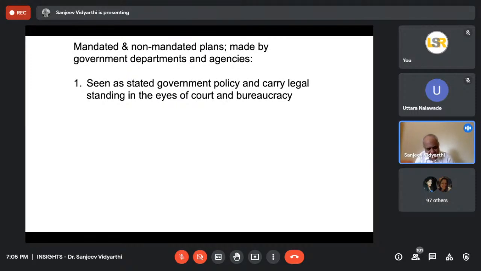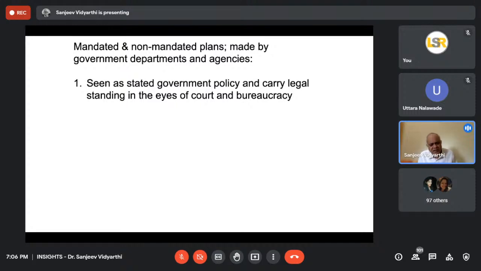Mandated plan means the one that you have to make. You've been tasked with making that plan by a state legislation. So each state has an act, a town planning act, and that requires that master plans for the largest cities should be prepared. So it is a mandated plan; they have to make it. Non-mandated plan, it's not required by law, but most state governments would make such plans.